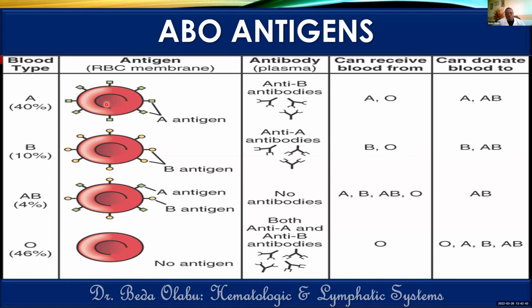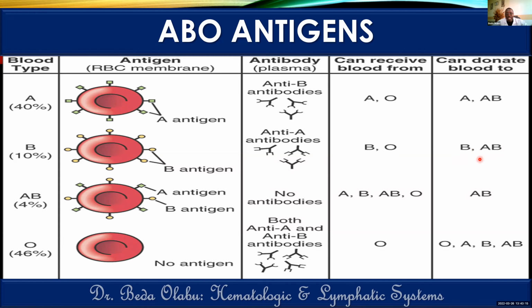So if blood group A is the donor, the antigen is A, you have to look for a recipient that does not have antibodies against A. And that will be these two people. Someone who is blood group A or someone who is blood group AB. Similarly, if someone is blood group B, look for an individual that does not have antibodies against B. And that again would be blood group B as well as blood group AB.